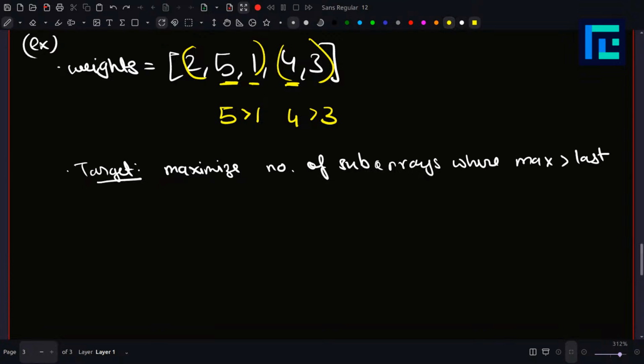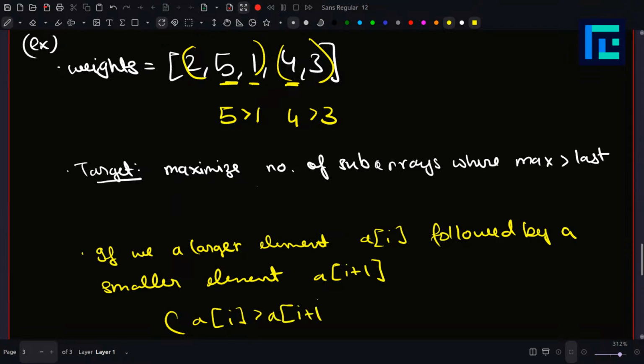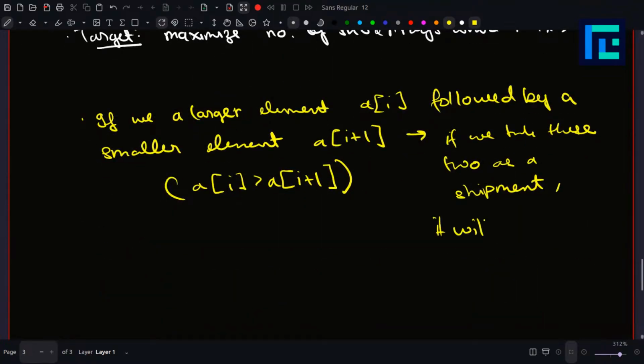Well, what we can see is if we have a larger element A of i, followed by a smaller element A of i plus 1, so basically A of i is greater than A of i plus 1, then if we take only these two as our subarray, or balanced shipment, whatever you want to call it, it will be balanced, right?